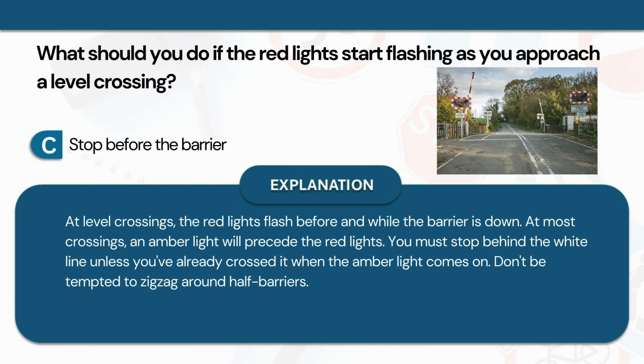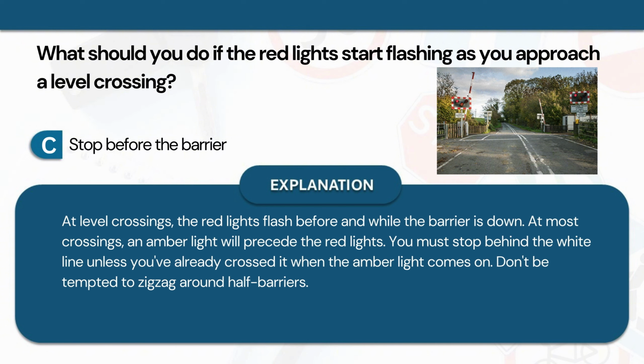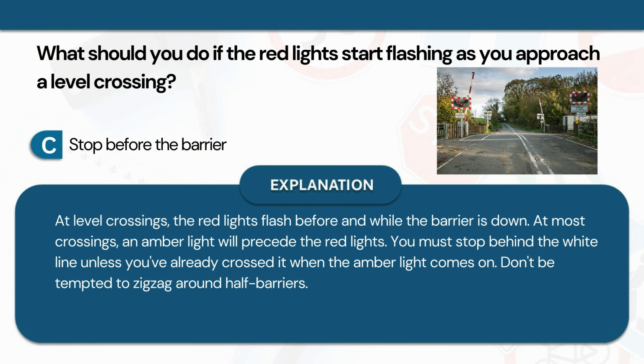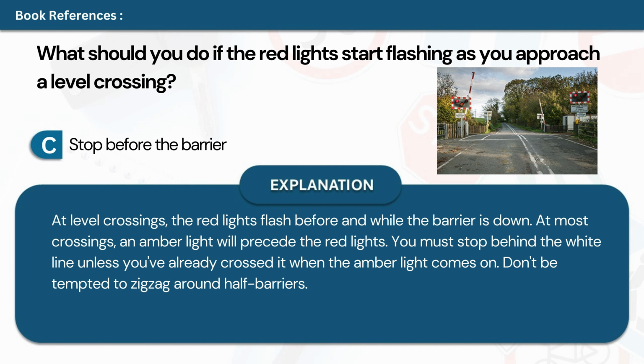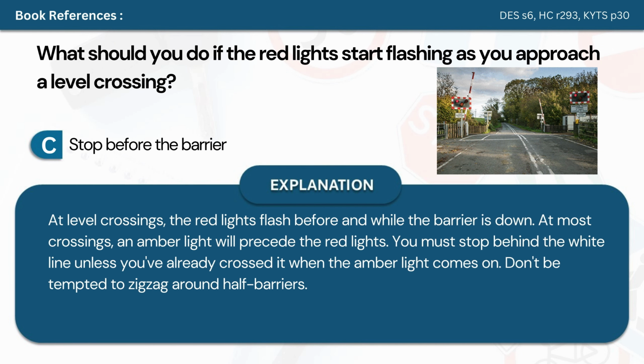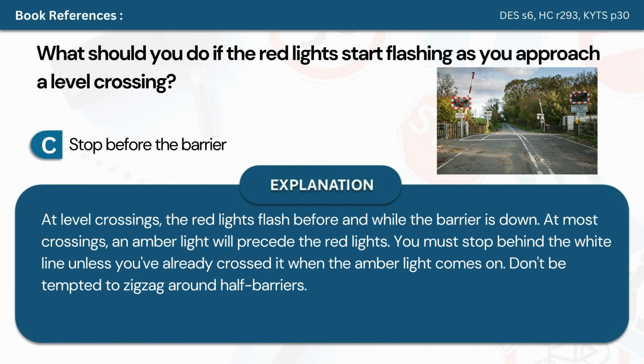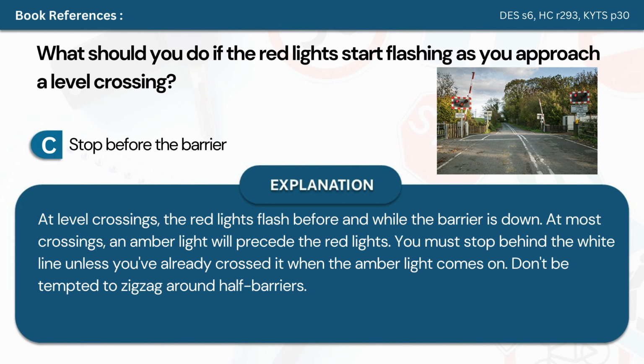At level crossings, the red lights flash before and while the barrier is down. At most crossings, an amber light will precede the red lights. You must stop behind the white line unless you've already crossed it when the amber light comes on. Don't be tempted to zigzag around half barriers.